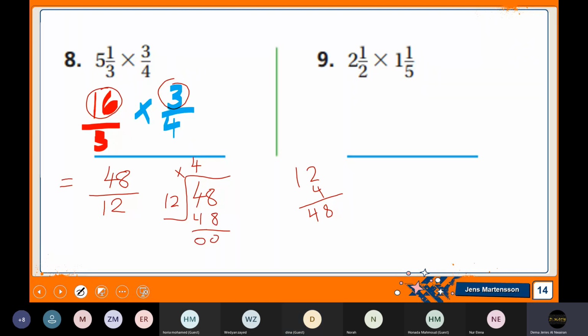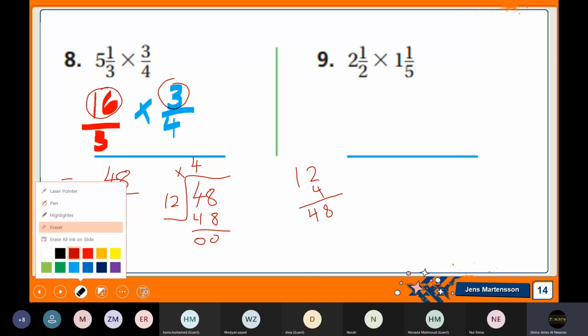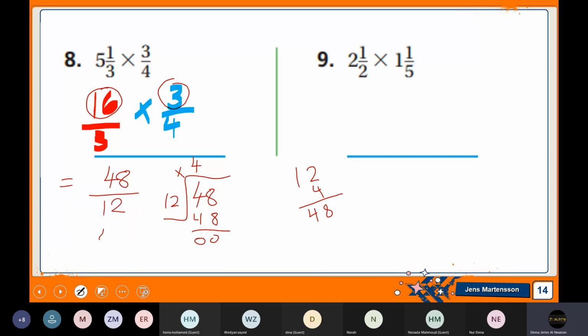So what's the remainder now? 0. So 48 over 12 equals 4. So the answer is 4. Is it clear? Yes, teacher. So Dina multiplied and found that 48 over 12 is 4. So the product of multiplying 5 and 1 over 3 times 3 over 4 is 4.